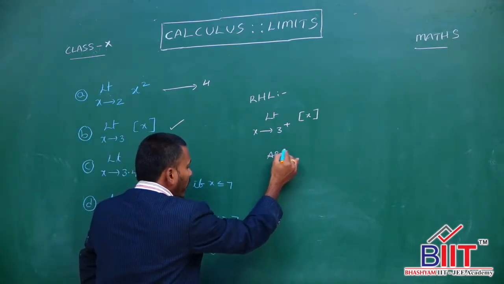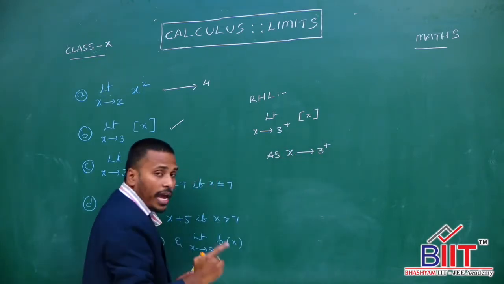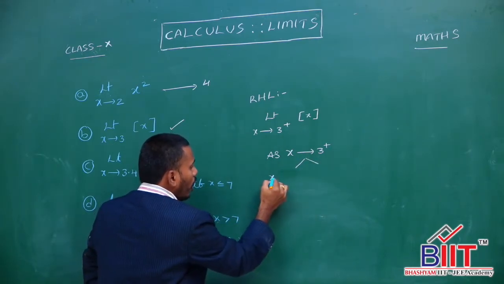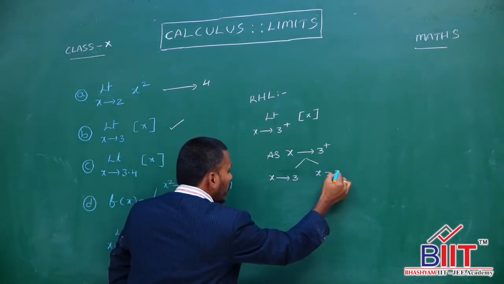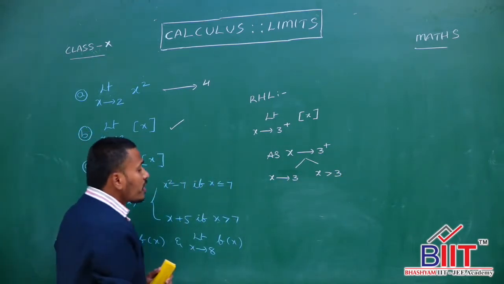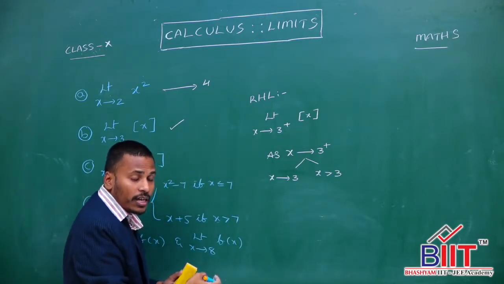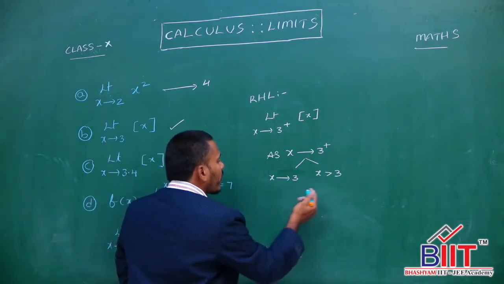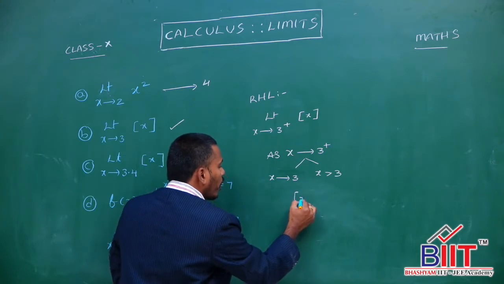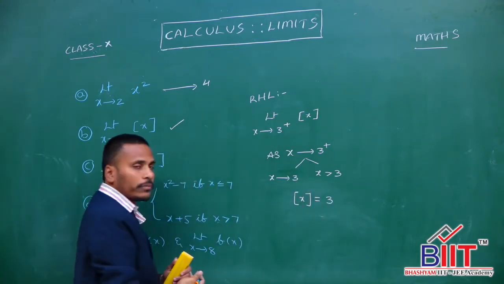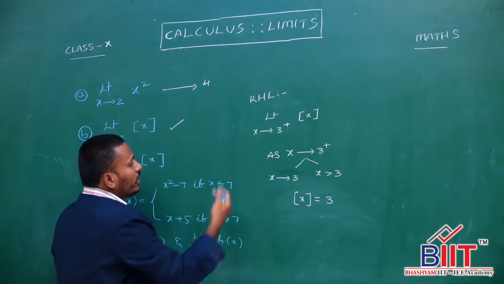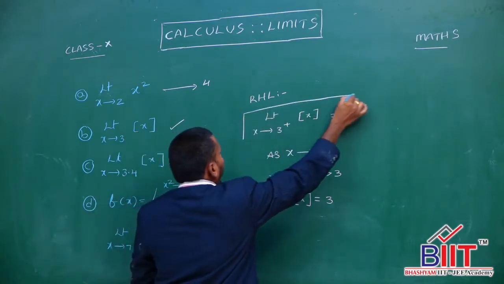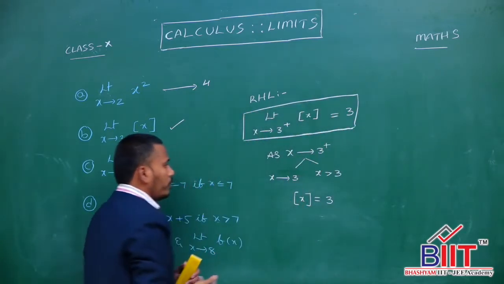Now, think about x; x is tending to 3 plus. What does x tending to 3 plus mean? Here two different restrictions are involved. One thing is x is tending to 3, the other thing is x is greater than 3. Since x is greater than 3, how much greater? x is very near to 3, but it is greater than 3. So, in that case x value is approximately 3 point something, so step x value is 3. Since step x value is 3, directly limit x tends to 3 plus of step x is equal to 3. So, this is the right hand limit for step x at x is equal to 3.